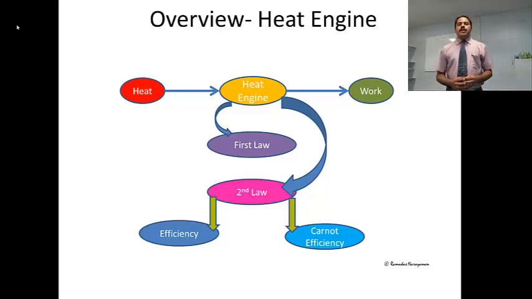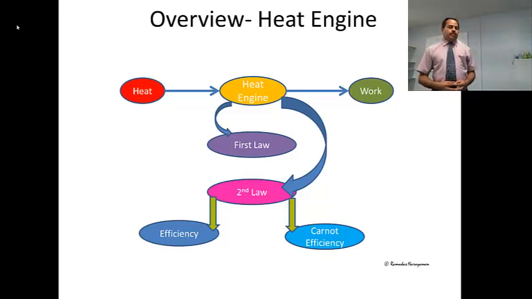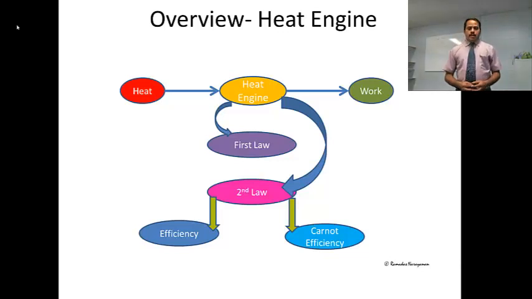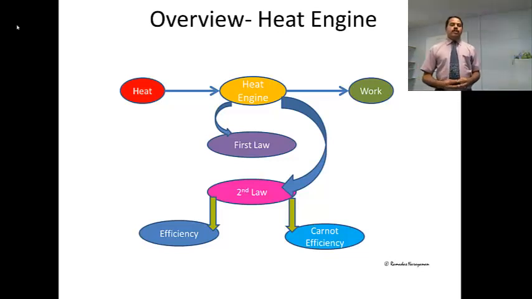Let us have a recap of what we have learned. A heat engine is a device which converts heat energy into mechanical work, and it works on the principle of the first law of thermodynamics, which states heat and work are mutually transferable forms of energy, and the second law defines the maximum possible efficiency, which is nothing but the Carnot efficiency.